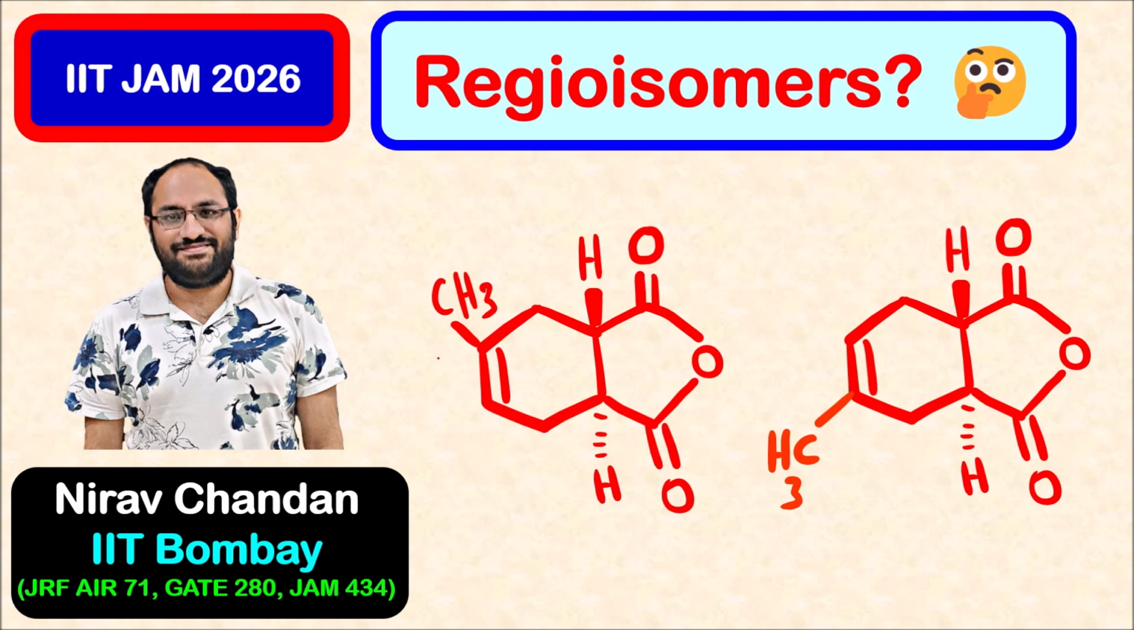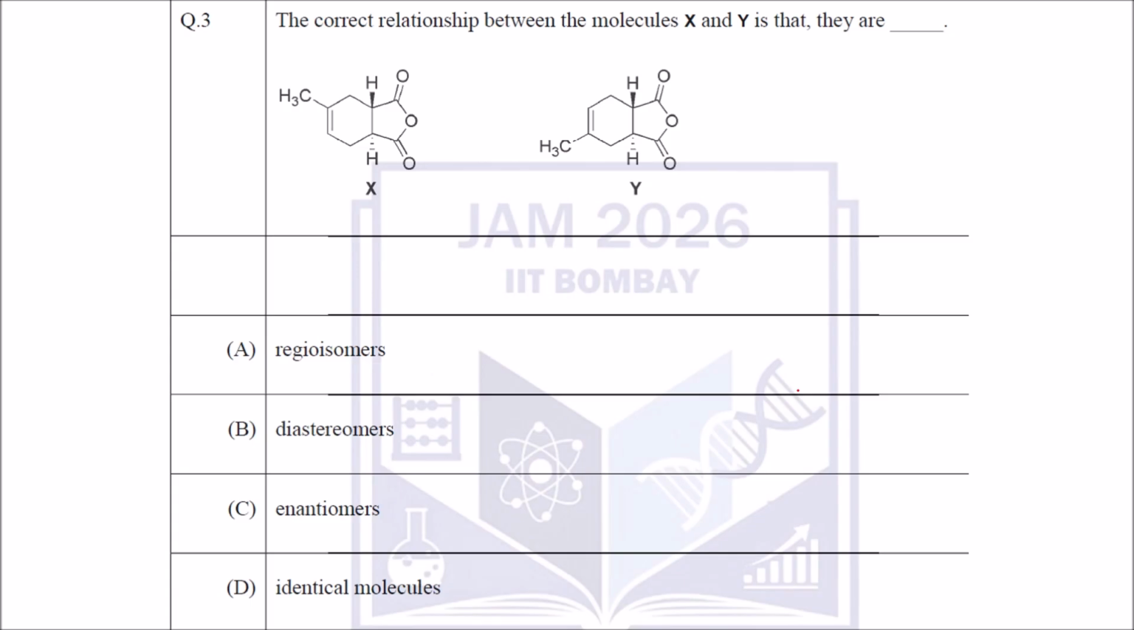So here if you see at the first glance you can see that this methyl is here, and in the second structure you can see here the methyl is at the other position. Rest, if you see, everything is same, the stereochemistry of both the hydrogen is same and the other structure is same. So if you mark the answer as regioisomers, that would be incorrect. Okay, that would be an incorrect answer.